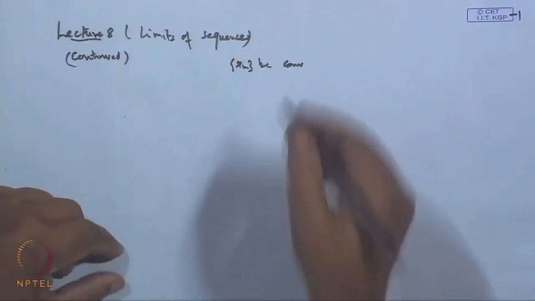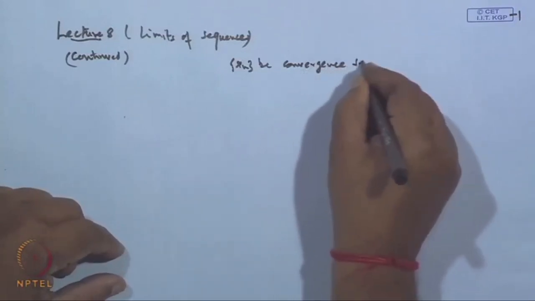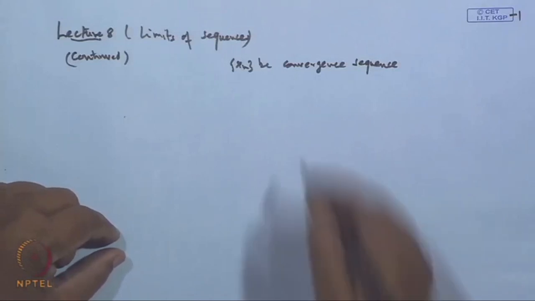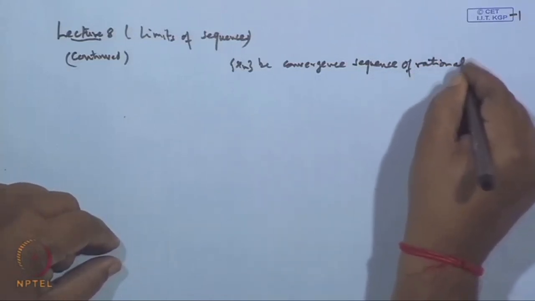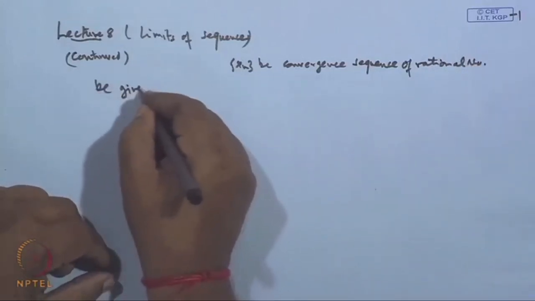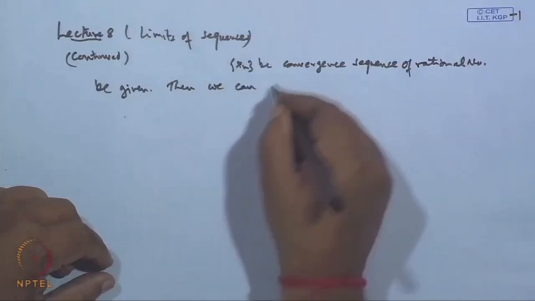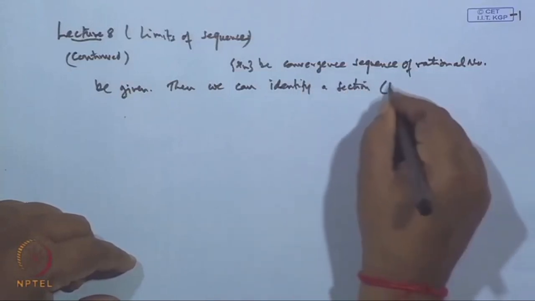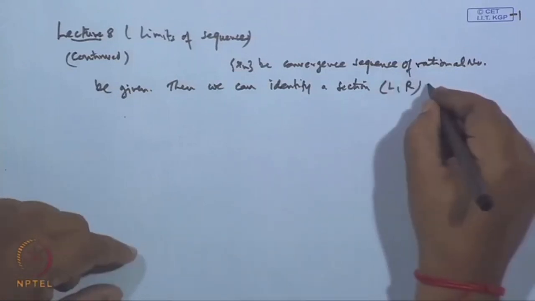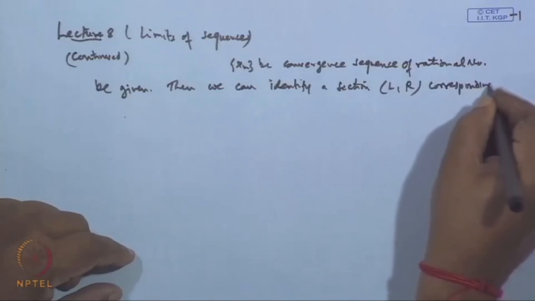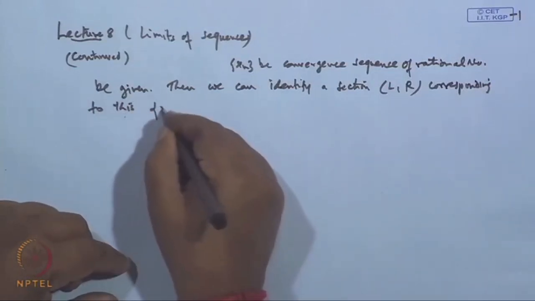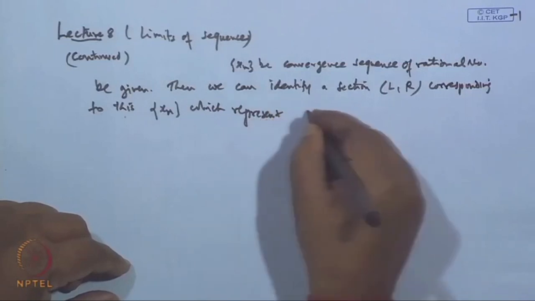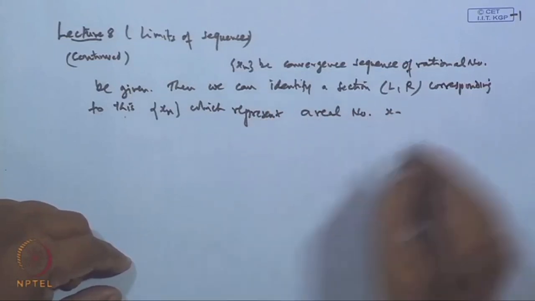Then the limit of the sequence will be the real number. So, suppose x n is a convergent sequence of rational numbers given, then we can identify a section L R corresponding to this sequence x n, which represents a real number x, as follows.